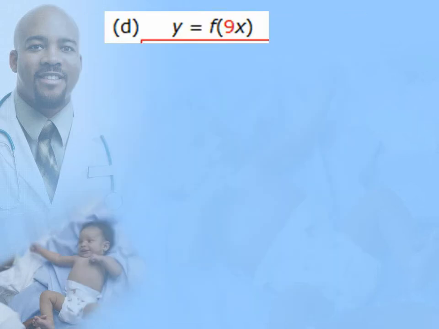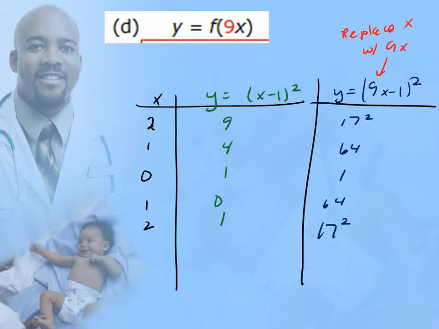What about 9 times x? What does that do? Well, this time I'm going to be smart about it. I'm going to first replace the x with a 9x, and I see that I get some huge numbers, but I get the 1 matching up with the zeros here. But none of the others seem to match up. It seems a lot steeper again in the x direction.